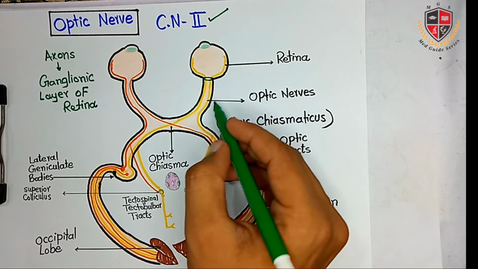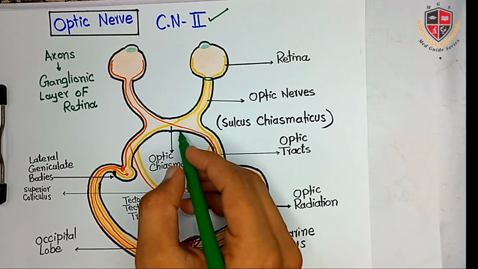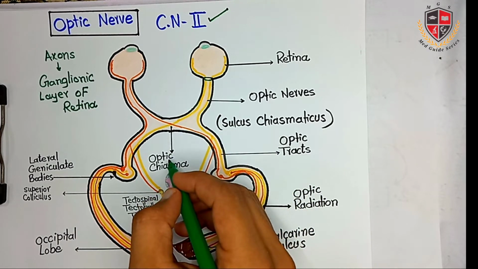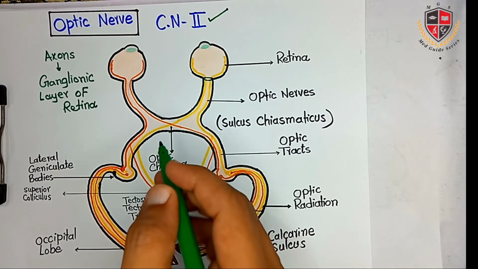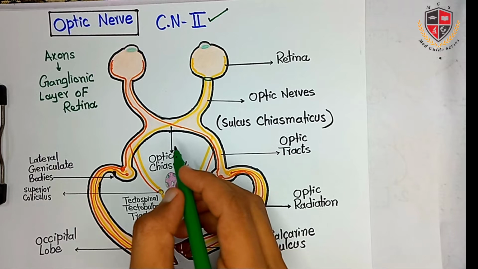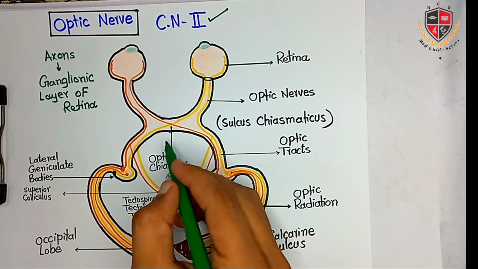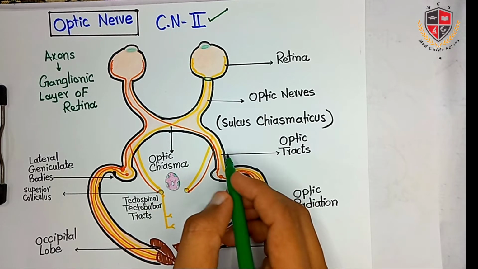The optic nerve of both eyes converge at the sulcus chiasmaticus to form optic chiasma. Optic chiasma lies at the junction of anterior wall and floor of the third ventricle. The optic nerve then forms the optic tract.